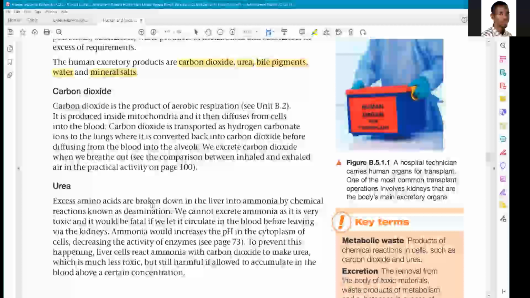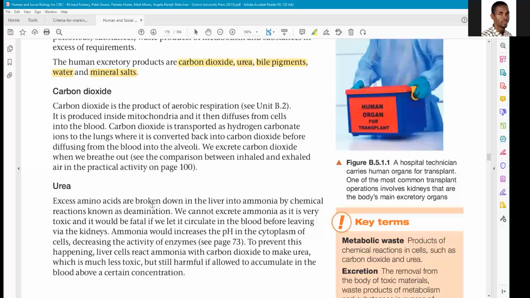So carbon dioxide is produced by aerobic respiration. It is also produced by anaerobic respiration, as you would have seen, but we also produce lactic acid in the process. Now the carbon dioxide is transported as hydrogen carbonate ions. That is something like a salt, it's dissolved. It's transported to the lungs where it is converted back into carbon dioxide before diffusing from the blood into the alveoli.